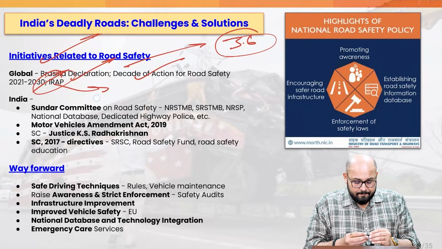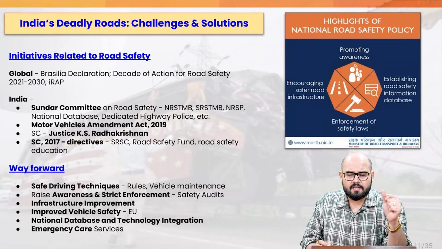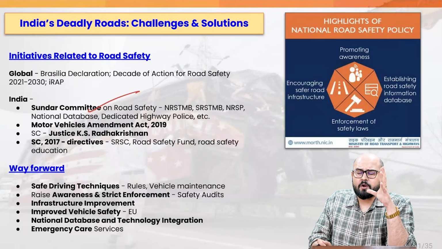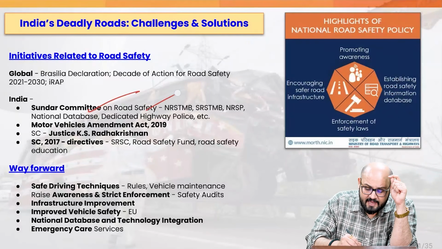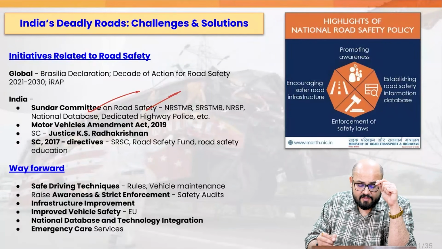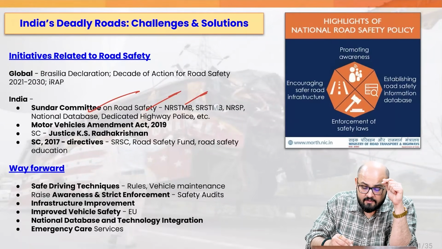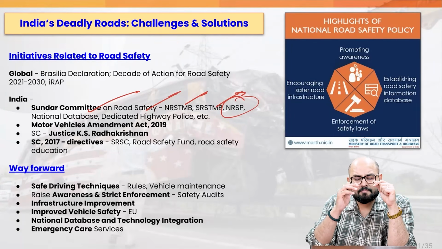Now, what have been the initiatives taken in India? We had a very important committee known as the Sundar Committee on Road Safety. What it recommended was that we need to have a proper structure, and the structure should begin at the national level. So we need to come up with the National Road Safety and Traffic Management Board. At the state level, we should have the State Road Safety and Traffic Management Board. We need to have a National Road Safety Policy.